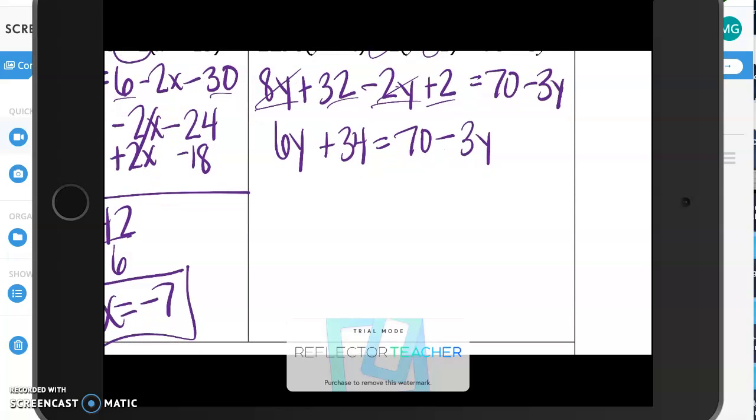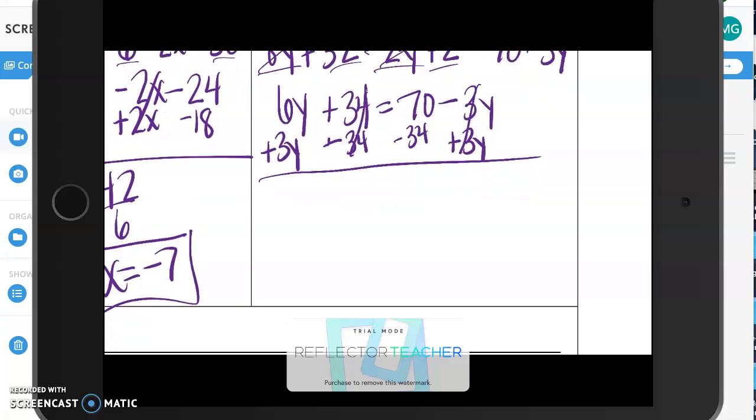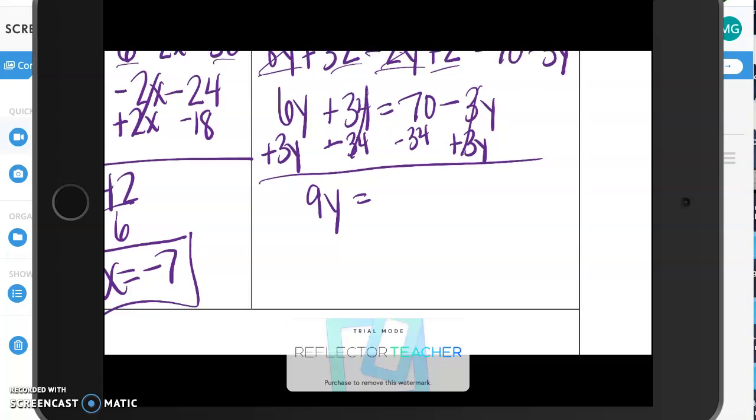So then I would add 3y to both sides. And again, if you feel comfortable with it, you can subtract 34 at the same time. If you would rather do those in 2 separate steps, that is totally fine. So 9y equals 36. Divide both sides by 9, y equals 4.